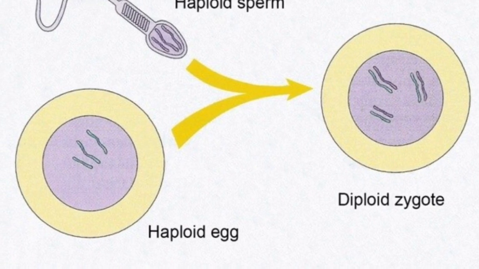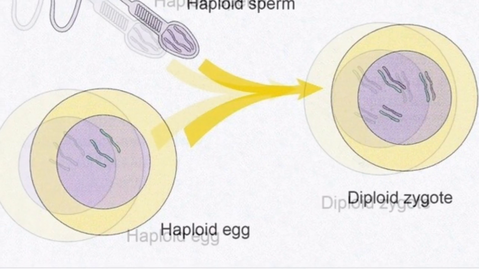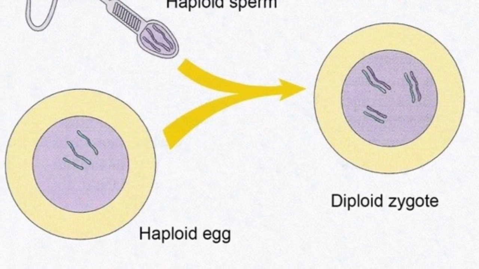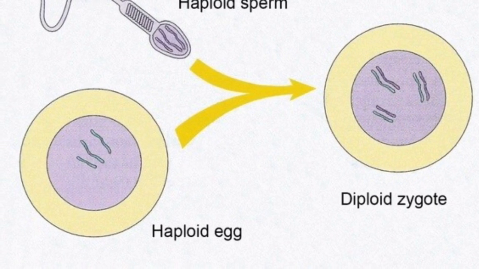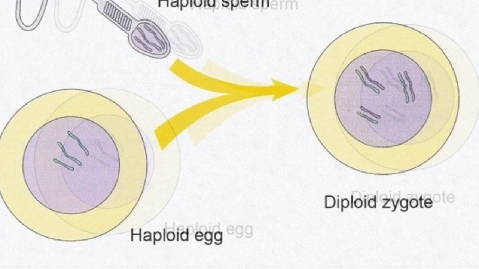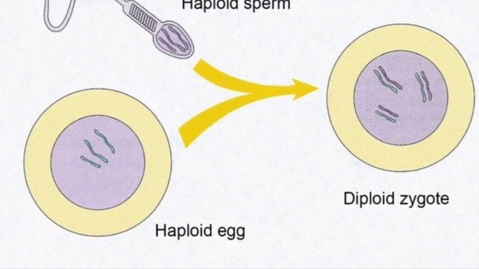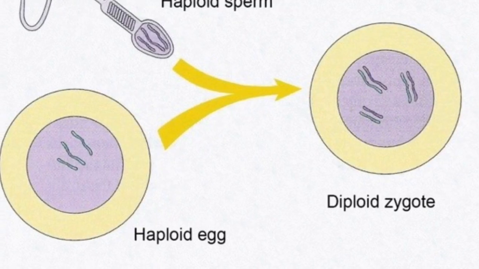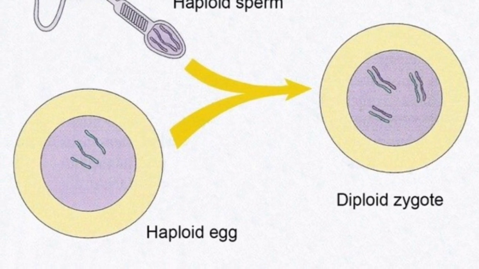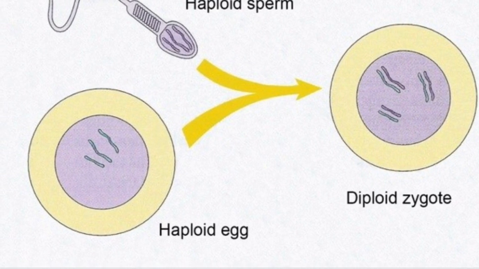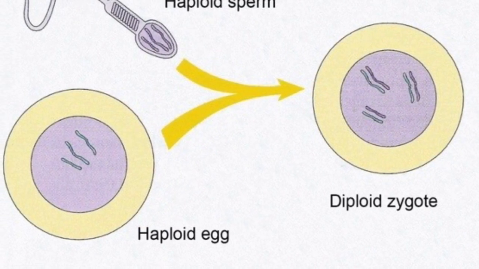Now, when we go through fertilization, when our mommy and daddy had sex with each other, they formed, and we got you. It was your daddy's sperm and your mom's egg that came together, and when they did, they formed something called a zygote.